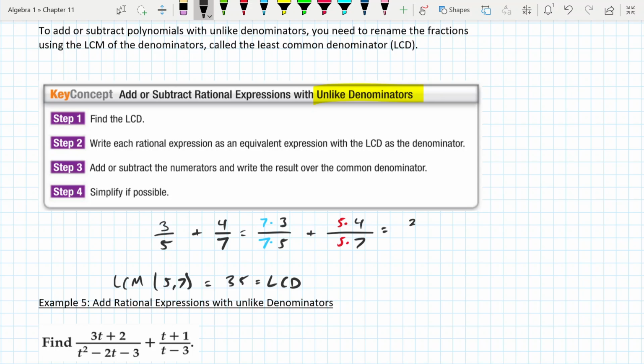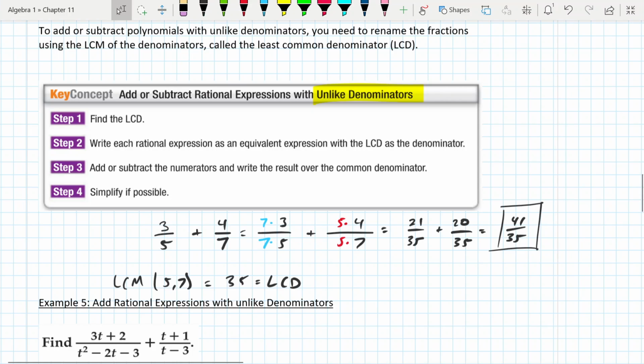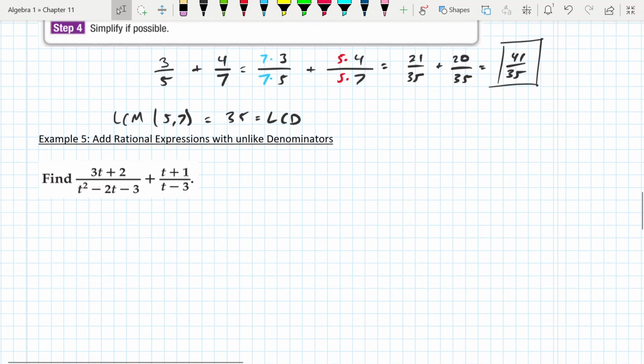So I end up with 21 35ths plus 20 35ths, which comes out to be 41 35ths. And I can reduce it if I'm able to, but I don't think I'm able to reduce that at all. So that's the idea. We've got to figure out what's missing from each denominator to find that least common multiple of them, or the least common denominator, and then multiply by that. Let's go ahead and take a look at it here with example 5.